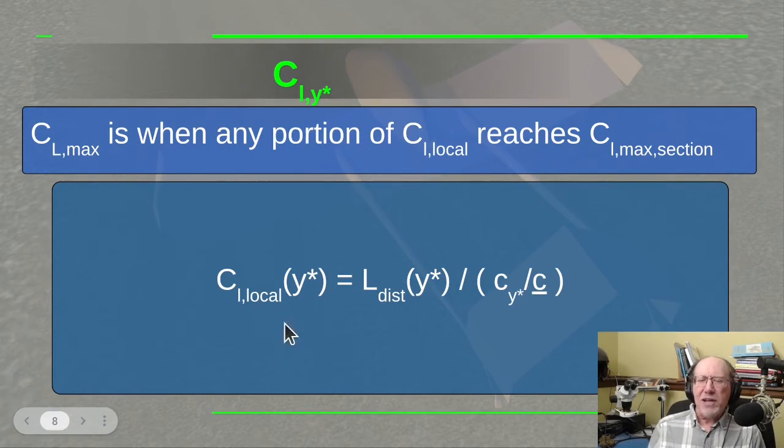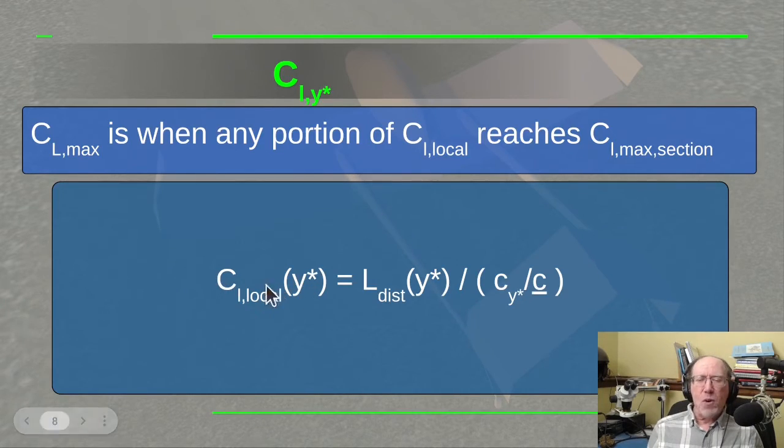So what we can do is calculate the local coefficient of lift of any section on the wing at any Y star from 0 to 1, 0 being the root, 1 being the tip. We take the lift distribution that we've come up with. In this case, I'm going to use the additional lift as an example. But whatever lift distribution we have, we divide by the chord at a particular Y star divided by the mean chord. So you do this and it gives you the local coefficient of lift at some Y star.